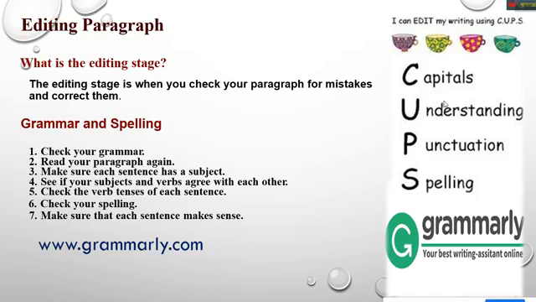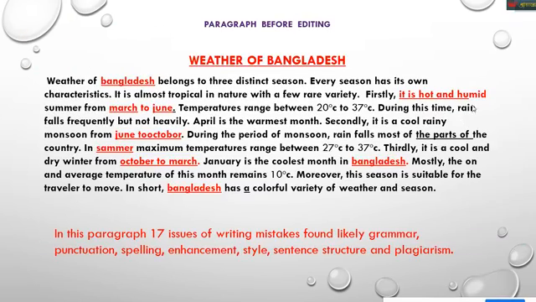Okay, so go for the next. Here is our main paragraph, as I mentioned at the very beginning, I mean in the second slide, that today we will go for writing a new paragraph. Okay, so our today's topic is the weather of Bangladesh. You see, I have written a paragraph. This is before editing. Okay, this is a raw paragraph. I mean, I have not edited it yet.